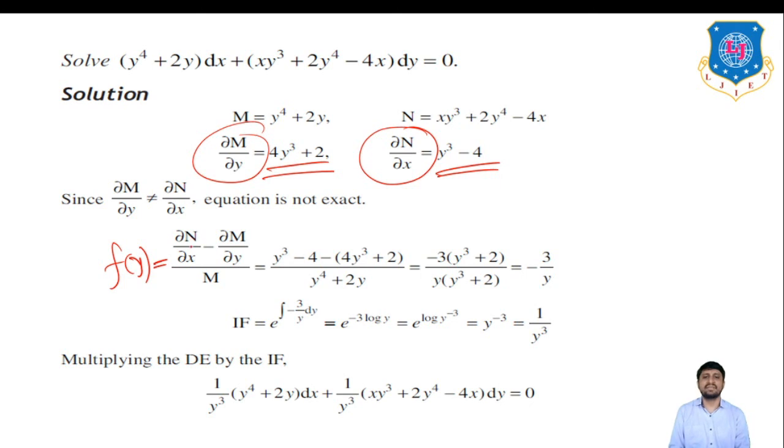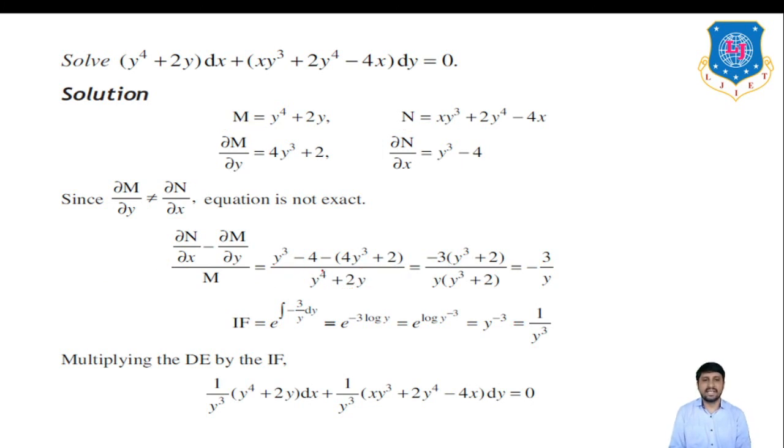So the formula is f of y equals del N by del x minus del M by del y, upon M. Del N by del x is y cube minus 4, so this is y cube minus 4 minus (4y cube plus 2), upon M, which is y raised to 4 plus 2y. When we calculate this term, y cube minus 4y cube is minus 3y cube, and minus 4 minus 2 is minus 6. So minus 3 will be common, y cube plus 2, and in the denominator y will be common, y cube plus 2. The y cube plus 2 cancels out, and you will get minus 3 upon y.